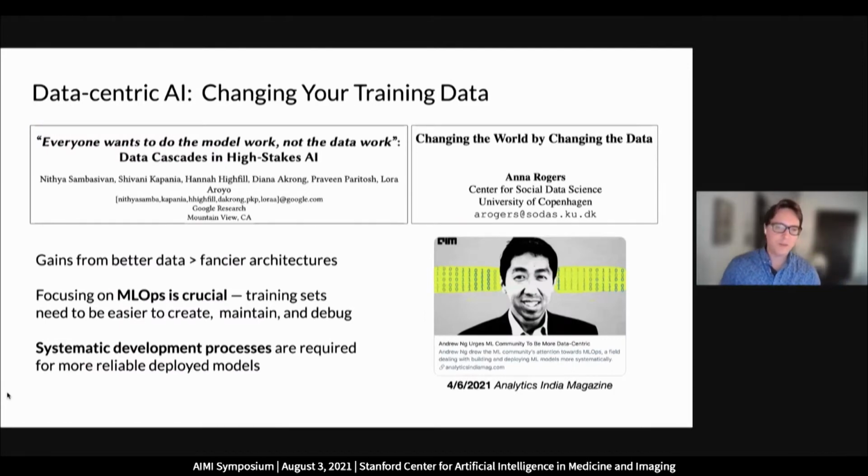This has led to a new idea, and a lot of recent great publications around it, that we should do more data-centric AI. This jives with the intuition that many practitioners of ML have, that you get better gains in your absolute model performance from better data than necessarily fancier model architectures. What this underlines is that ML ops as a field is immensely crucial, and that we need better methods for developing training sets, maintaining them and debugging them, and that applying a systematic process to this will result in more reliable deployed models.